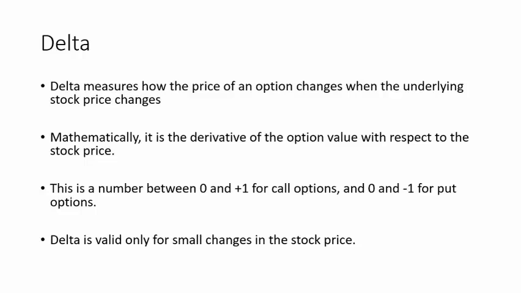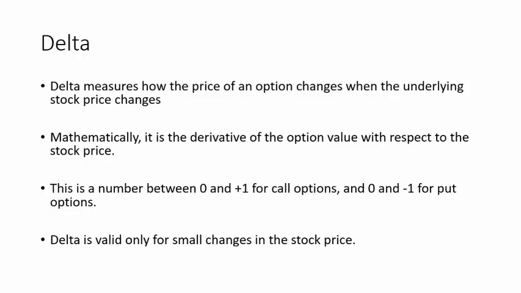So delta is a number that's going to be between 0 and 1 for call options, and between 0 and -1 for put options. Alright, so if it's between 0 and 1, that means it's positive. That means the option price increases when the underlying stock price increases. If it's negative, it means the option price decreases when the underlying stock price increases. Alright, so call options always have a positive delta, and put options always have a negative delta. And we'll see a couple of brief examples.